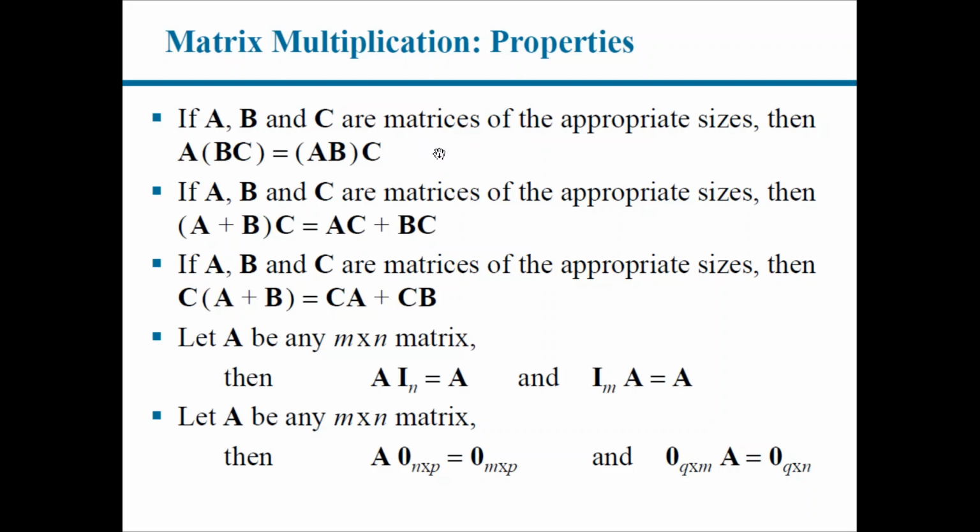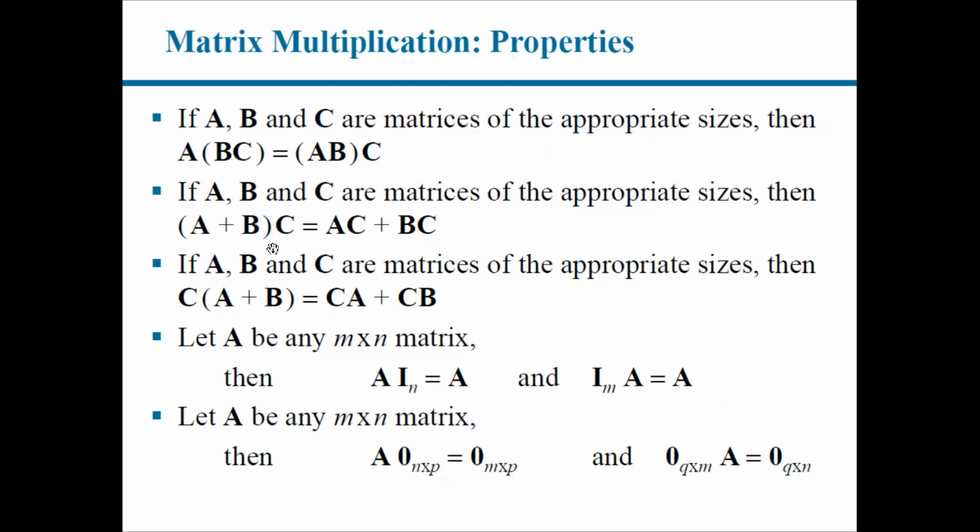So here, if we have a product of three matrices with appropriate sizes, so that the product is actually defined, we can multiply any two that are next to each other. So here we multiply B and C first, and then A multiplies the result. That's the same as if we multiply A and B, and then the result of that multiplication multiplies C.